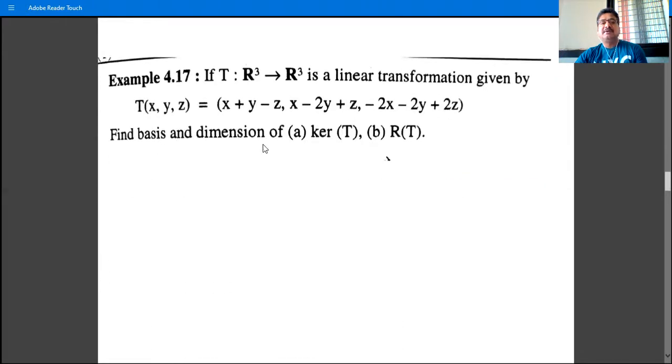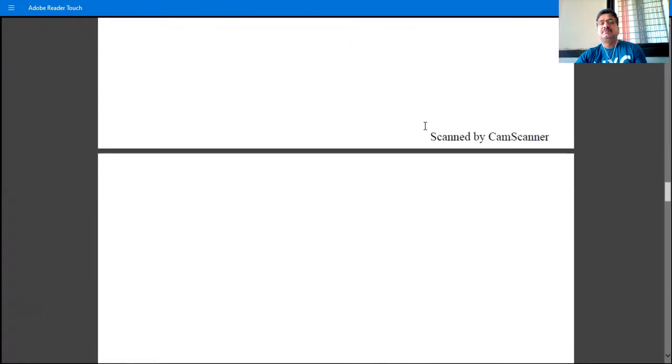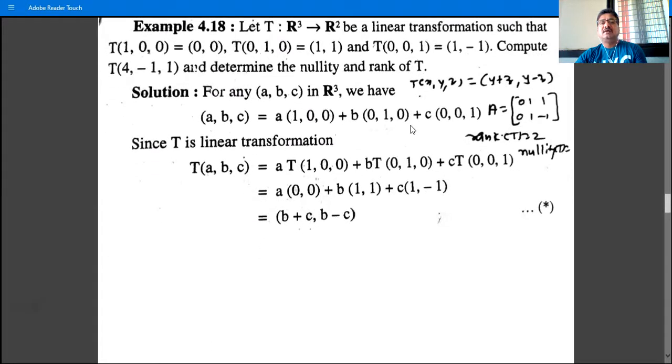Similarly, find basis and dimension of kernel of T and range of T. So what is the kernel of T and what is the range of T? We know that first find the standard matrix, and then find the basis and dimension of kernel of T and range of T. Similarly, here the example.